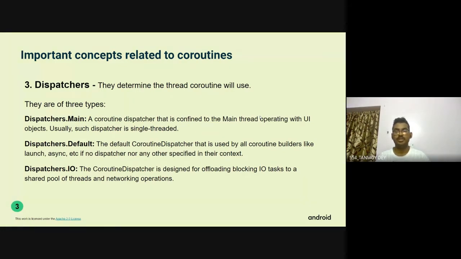Then we have Dispatchers.Default. When you don't explicitly mention any other dispatcher, the coroutine dispatcher used by builders like launch and async, which I'll be showing further on, is Dispatchers.Default. And then we have Dispatchers.IO, which is for input output tasks. It's for offloading blocking work, and is basically used for network operations. These are lengthy tasks, so we can't run them in the main thread, otherwise the app would become laggy and the UI would become slow. We need to use a different thread, and that is why we call it Dispatchers.IO.